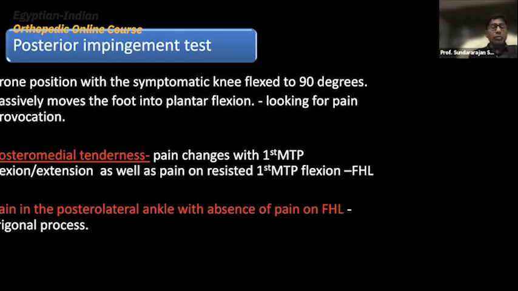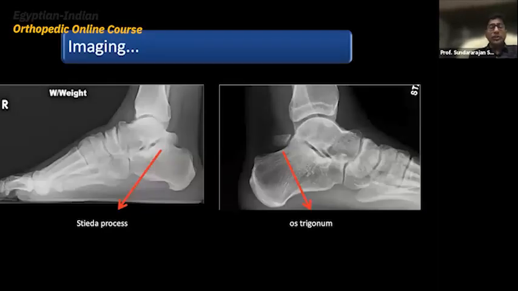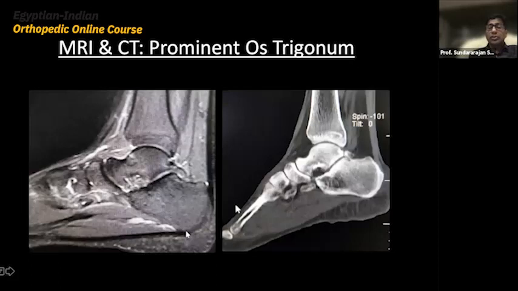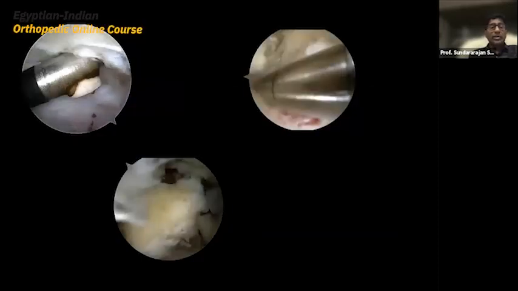If there is posteromedial tenderness, it could usually be FHL pathology, FHL tenosynovitis, like in ballet dancers. In posterolateral ankle pain without pain on the medial side, it could be a problem of the trigonal process or a Stieda's process. So how to differentiate? The Stieda's process is attached to the talus, while the os trigonum is completely detached from your posterior talus. So this is one of the cases of a prominent trigonum with pain.